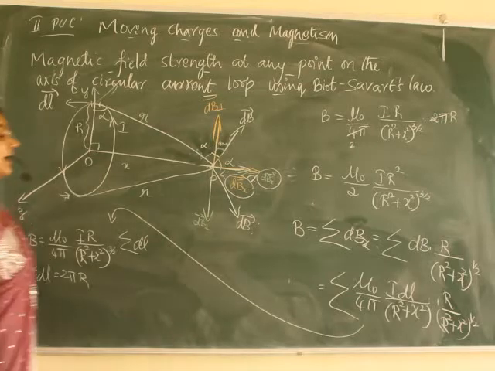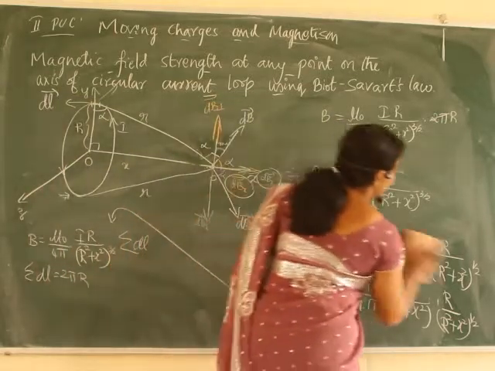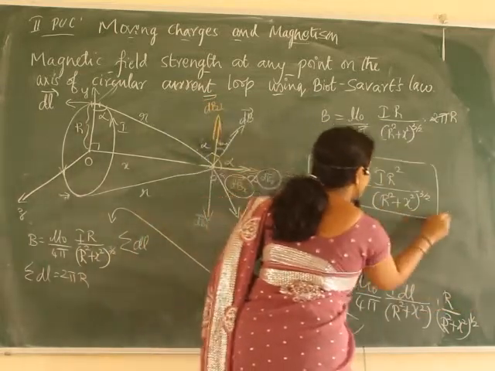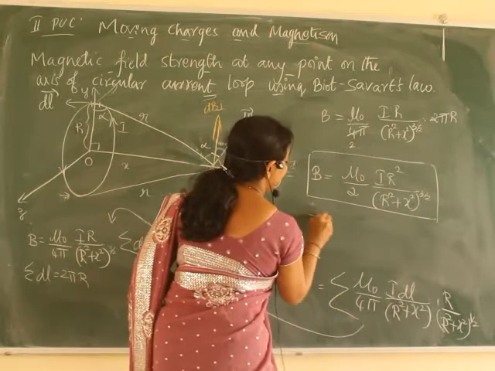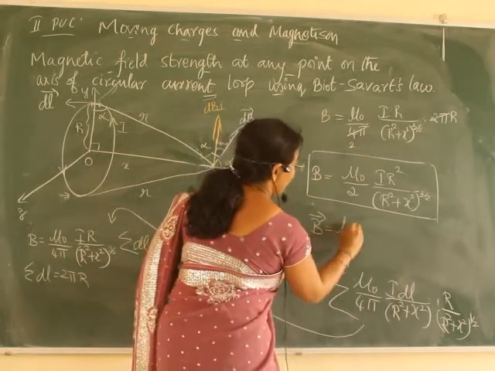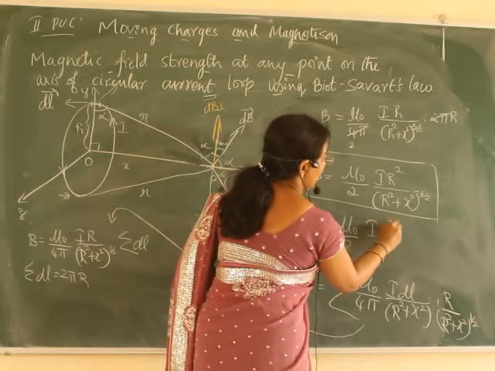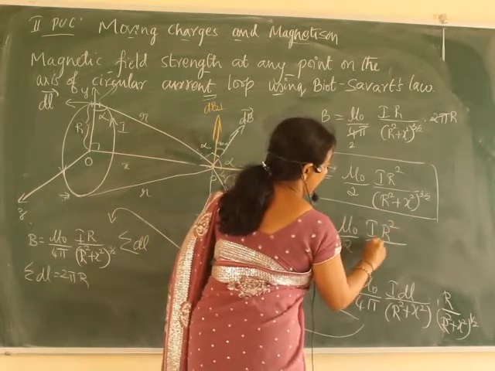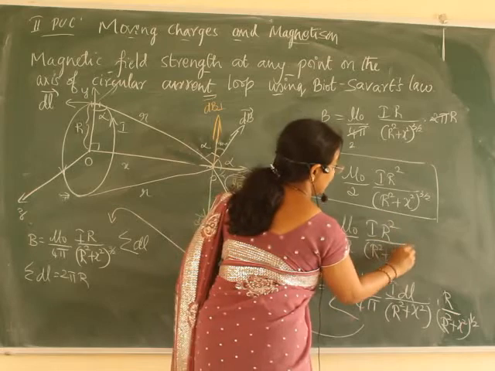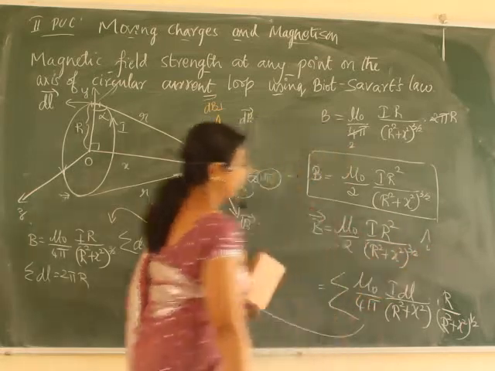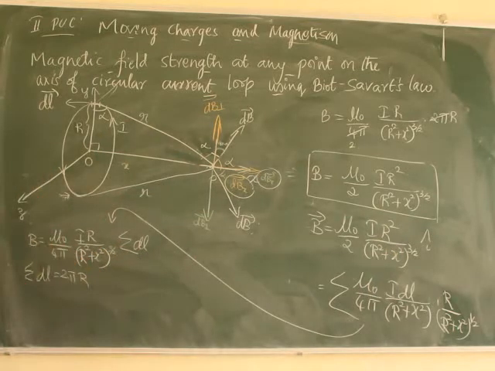This is in terms of magnitude. If we want to write it in vector form, then B vector is equal to mu naught by 2 I r square divided by r square plus x square to the power 3 by 2 into i cap.